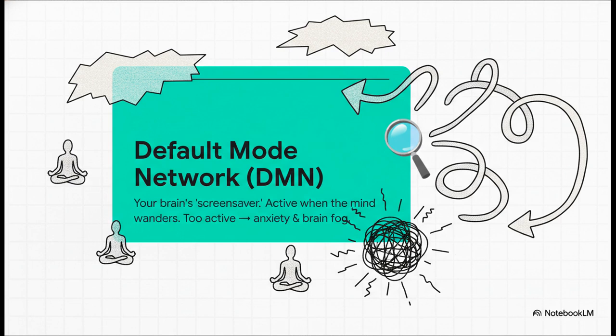The best way to think of it is like your brain's screensaver. It kicks in whenever you aren't focused on a specific task. Your mind starts to wander, you daydream, you worry about stuff. Now, a little bit of this is totally fine, but a hyperactive DMN, that's the real source of that looping anxiety and that annoying brain fog.